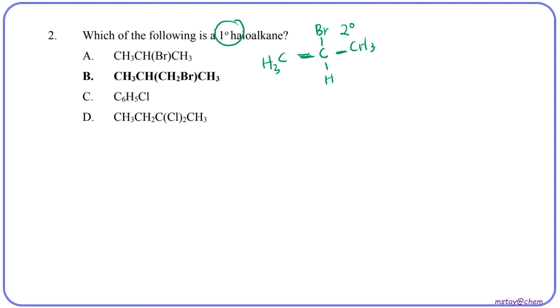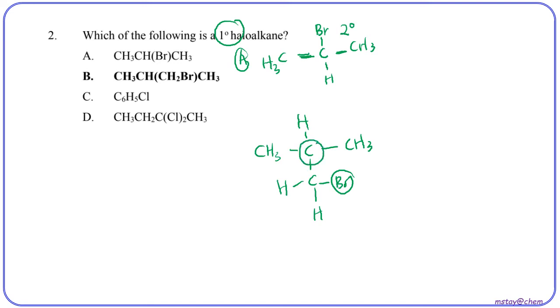secondary haloalkane. For the structure B, CH3CH2CH2Br, CH3. So this Br is bonded to, if I expand the structure of the hydrogen here, one bond to Br, and another 2 bonds to hydrogen. So it is only bonded to 1 carbon. So this is primary haloalkane. So the answer is B.